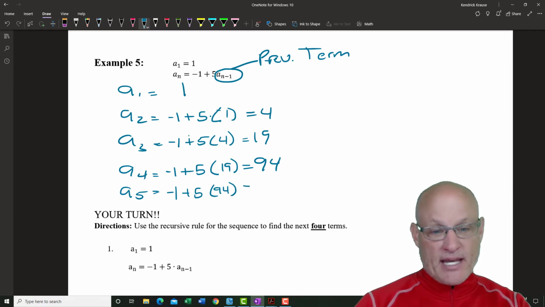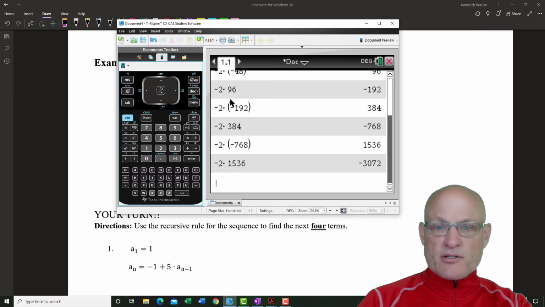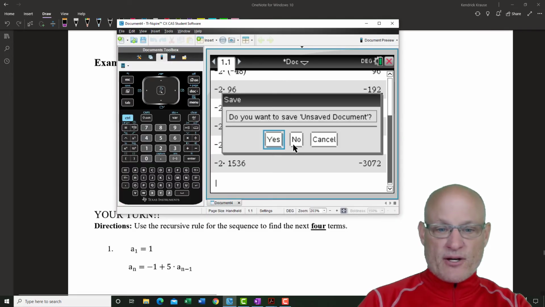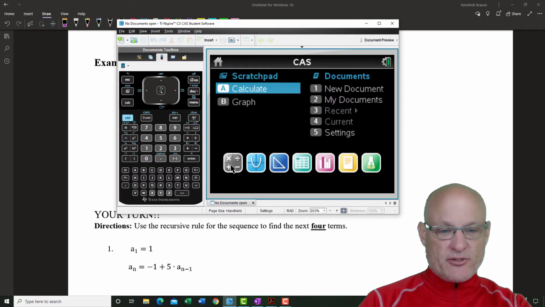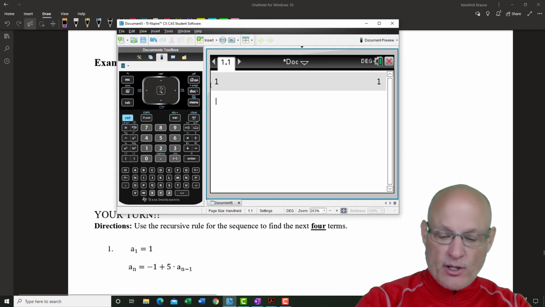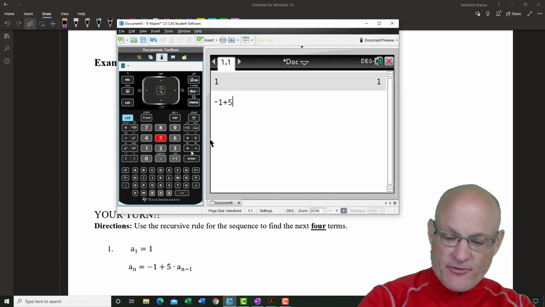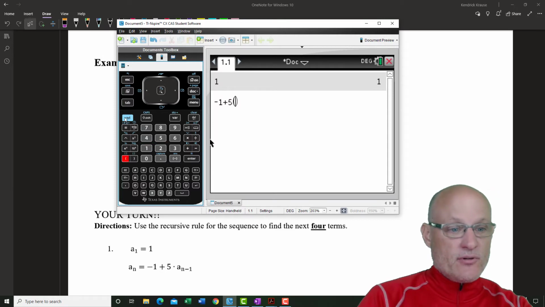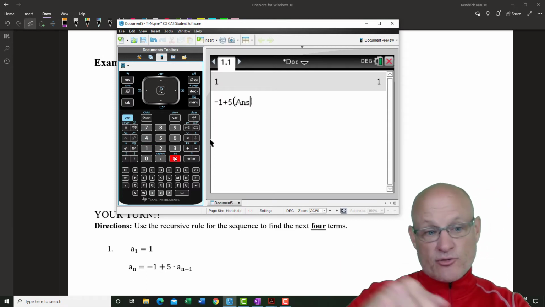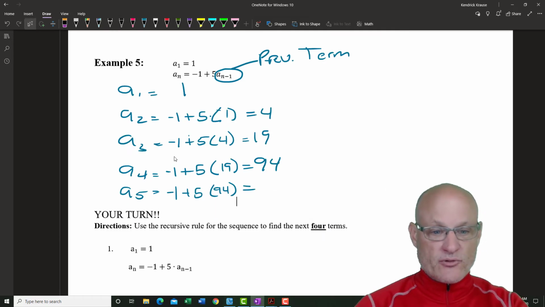So now I'm going to use my calculator just to show you how this works one more time. Clear this out. I like to always start with a fresh sequence on there, especially if you're doing recursion. My first number is 1, so I just type in 1, enter. And then what does it say to do? Take negative 1 plus 5 times the previous term. Control answer. There's 4, there's 19, there's 94, and there's 469.